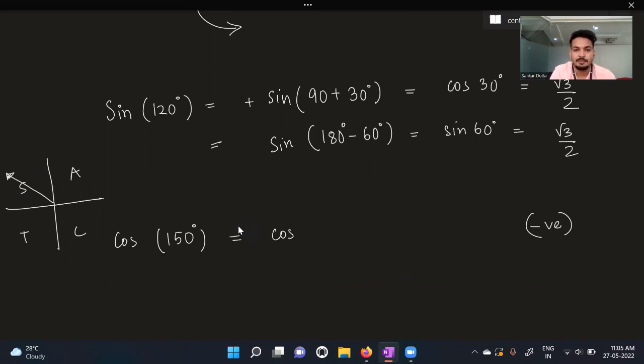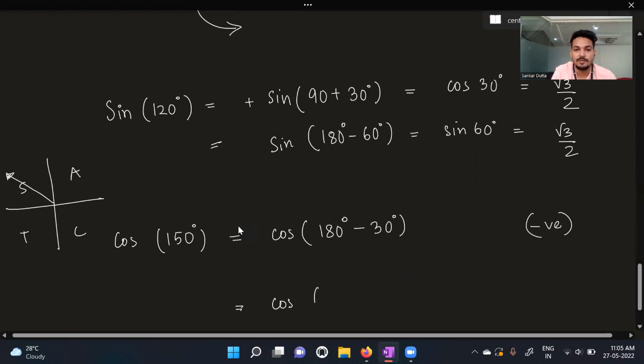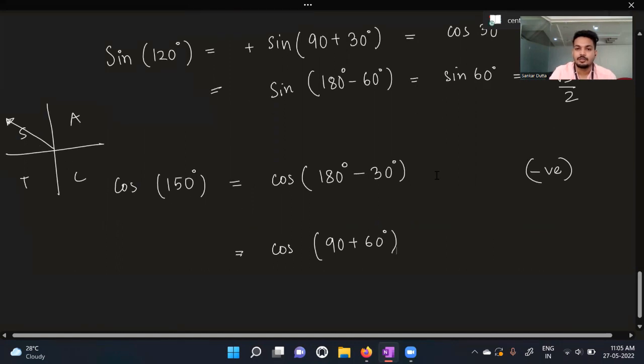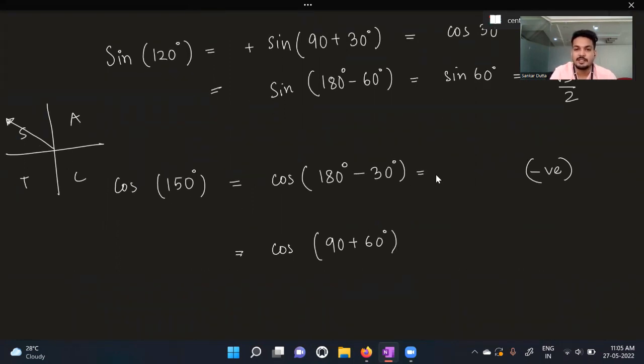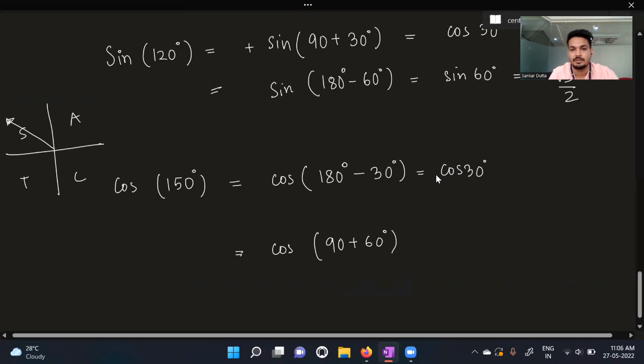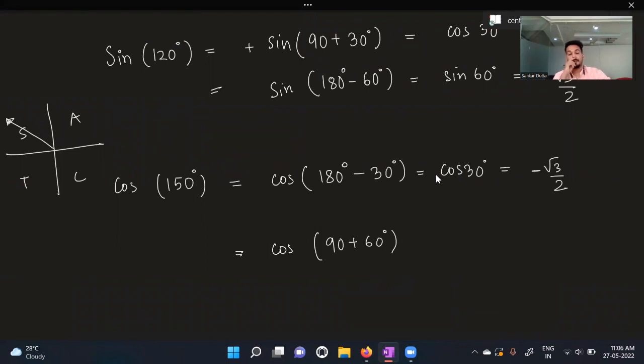So 150 degrees can be written as 180 degrees minus 30 degrees, right? Or it can also be written as cos of 90 plus 60 degrees, right? So let's do this one. I'm using an x-axis angle, so no need to change the function itself. Cos will remain cos only. So cos 180 minus 30 is cos 30. Cos 30 is nothing but root 3 by 2 with a minus sign. So we have to put a minus sign at the end because this is a second quadrant angle.